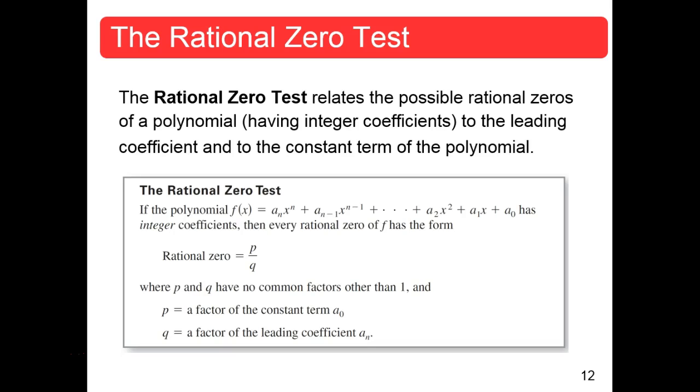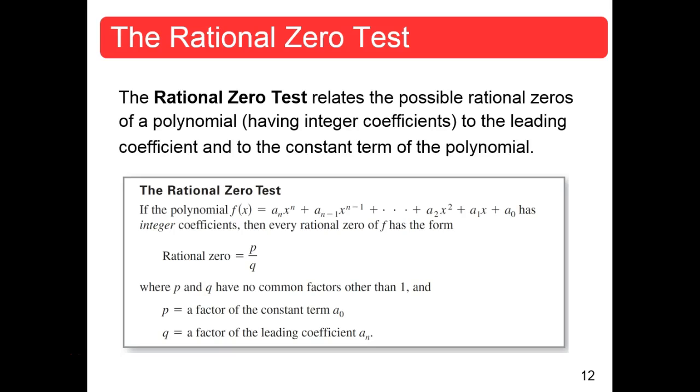Now, it relates finding the possible zeros not to all those coefficients, just to the leading coefficient, that's the one with the maximum exponent, and the constant term, the one at the end. The one at this end and the one at the other end. Okay. So here's what the rational zero test is.